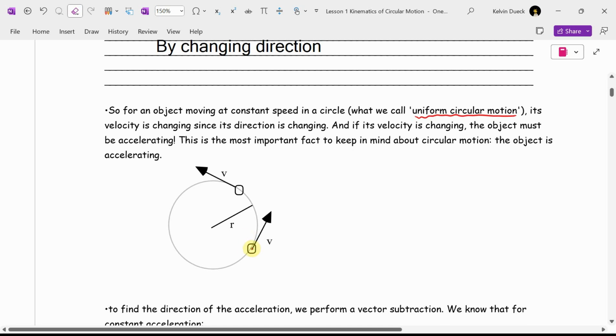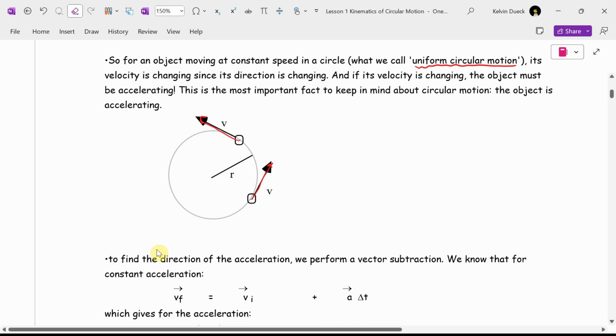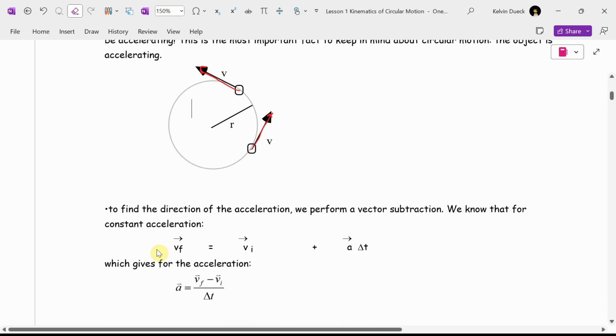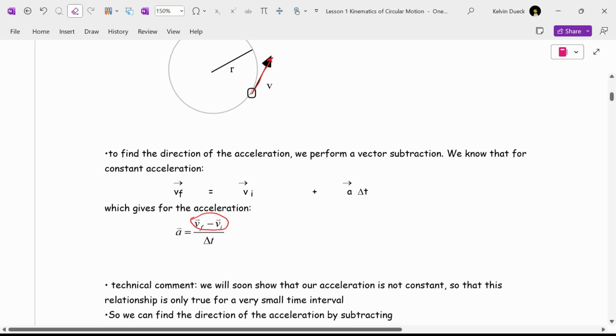Its velocity at one point would be in this direction. Its velocity later on would be in that direction. It's accelerating. The next question we want to ask is, okay, what's the direction of the acceleration? To figure that out, we perform a vector subtraction. We start out with VF equals VI plus AT, and we get the A by itself. A equals VF minus VI over T. Time is a scalar, so the acceleration is going to get its direction from those two. How do you subtract vectors? We add the opposite.